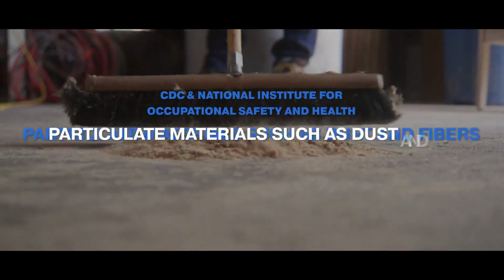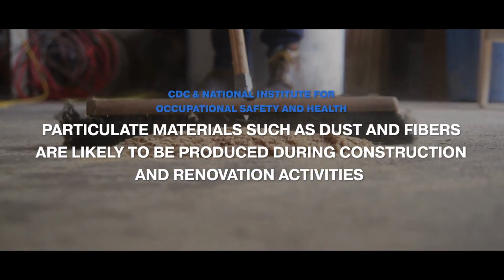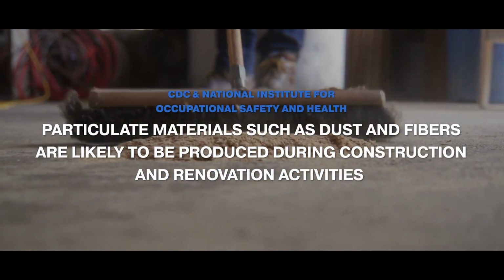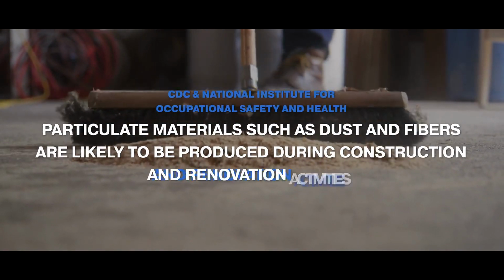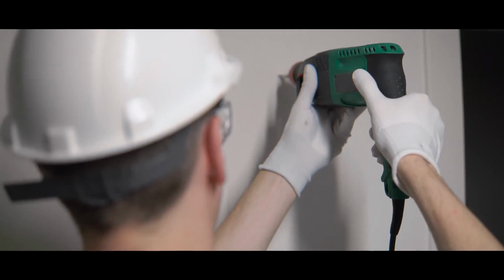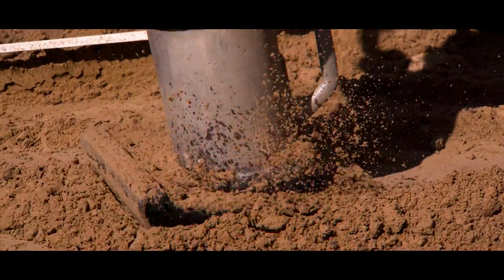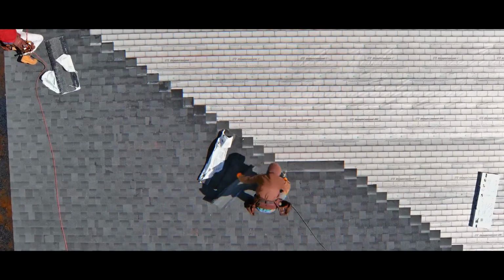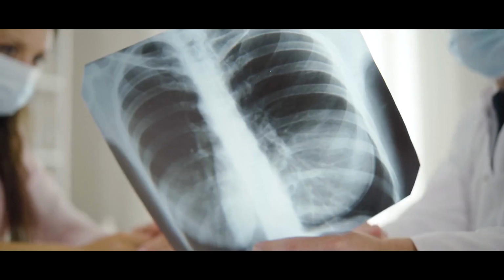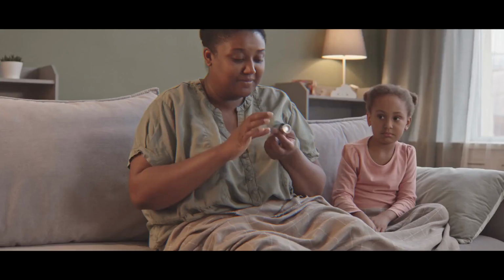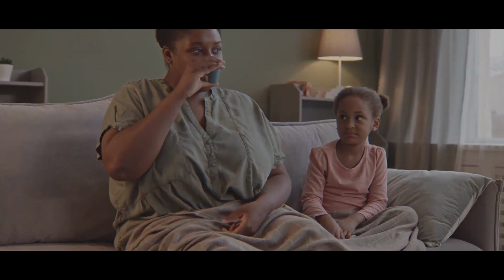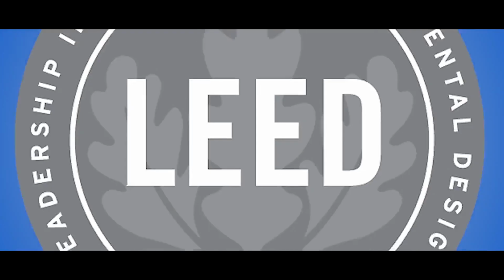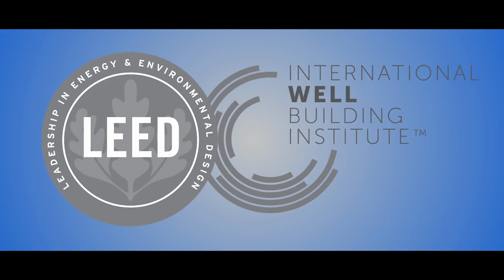The CDC and National Institute for Occupational Safety and Health noted that particulate materials such as dust and fibers are likely to be produced during construction and renovation activities. Sources include drywall, plasters, concrete, soil, wood, masonry, flooring, roofing, and ductwork. These dusts are irritants that can exacerbate lung conditions such as asthma and chronic obstructive lung diseases. The concern is real, and healthy building certifying bodies like LEED and WELL incorporate IAQ standards into their frameworks.